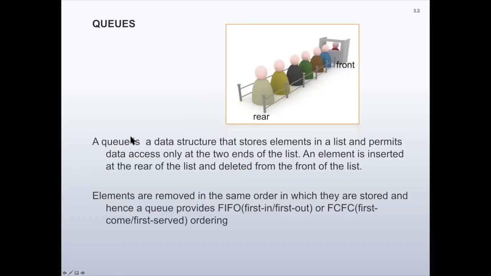A queue is a data structure that stores elements in a list and permits data access only at the two ends of the list. An element is inserted at the rear of the list and deleted from the front of the list. We have front and rear as the two ends of the list. Elements are removed in the same order in which they are stored, and hence a queue provides first in, first out, or first come, first served ordering.